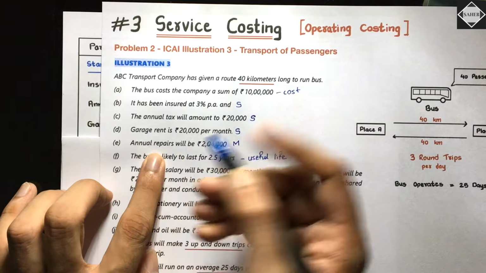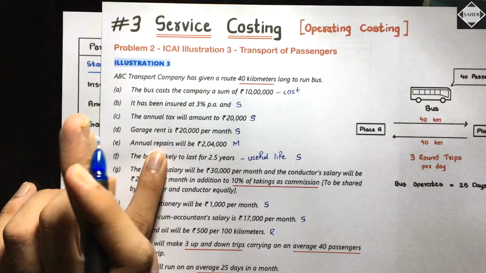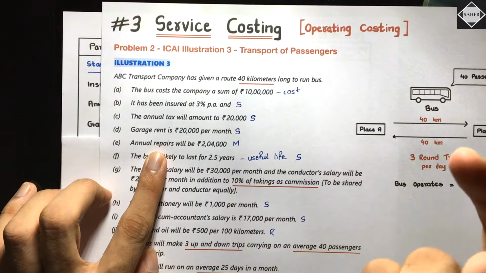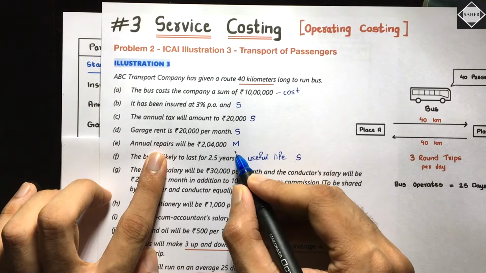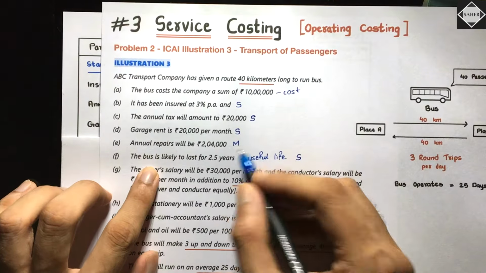Can we take repairs as standing charge? No. When repairs happen after you drive the bus certain kilometers, then only you have to do repairs and all, right? Maintenance. So it's a semi-variable cost. It will be taken under maintenance charge. Is it clear? Right. So this will not be standing charge.